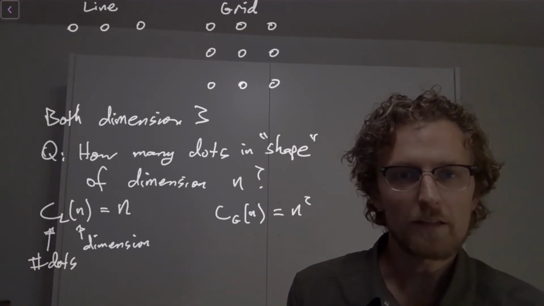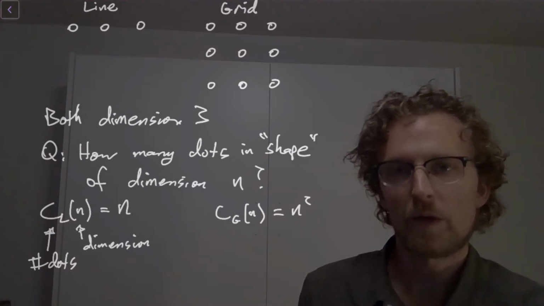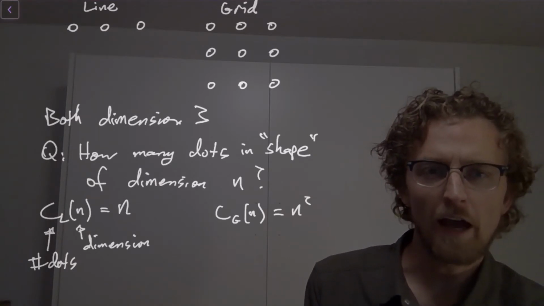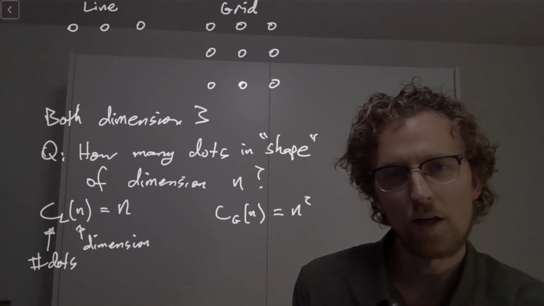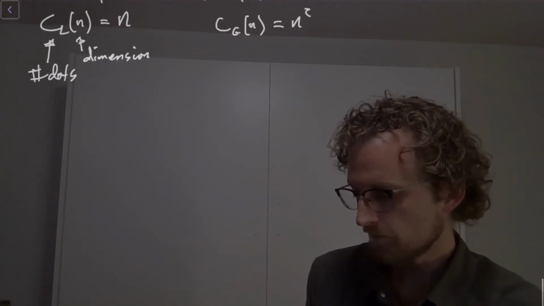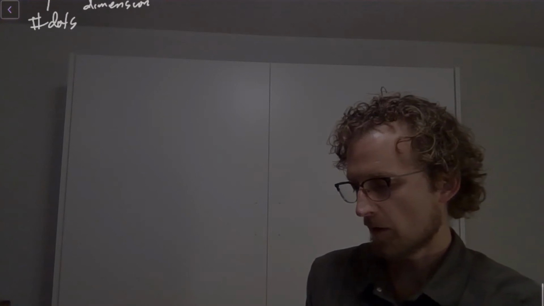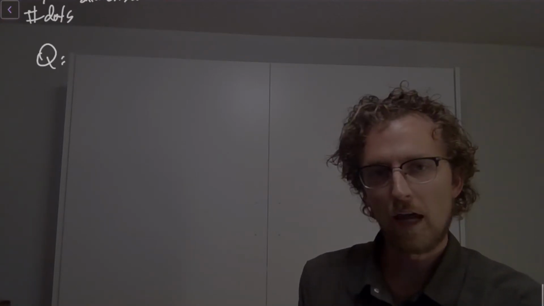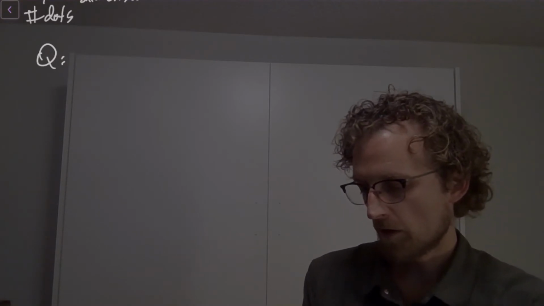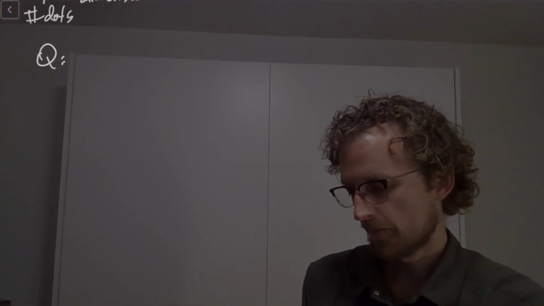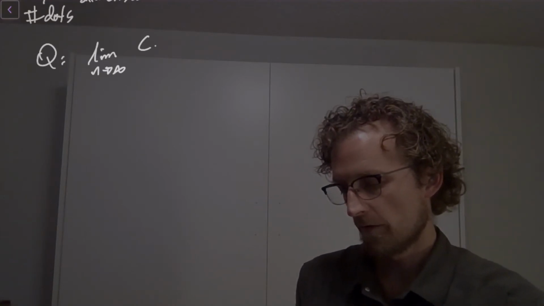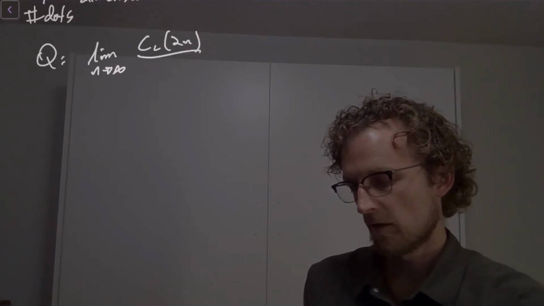Okay, so now let me ask a similar question to what I asked about the algorithm, but now for the line and the grid. Basically, I'll ask how sensitive the number of dots in these two things are to their dimension. Here's my question, and I'm going to ask it in the mathematical way that I asked it for the algorithm. What is the limit as n approaches infinity of CL of 2n divided by CL of n?